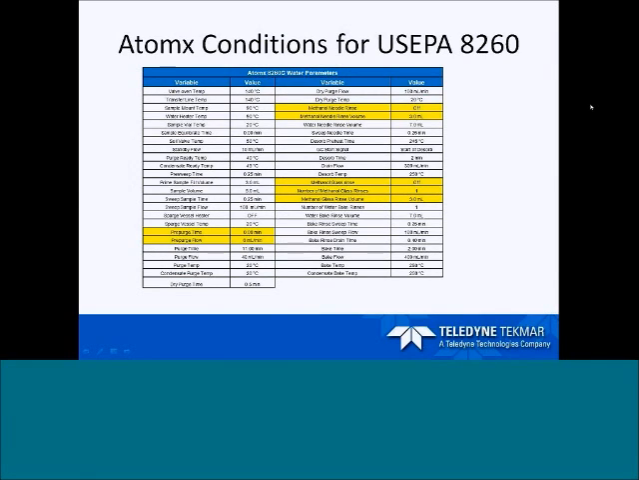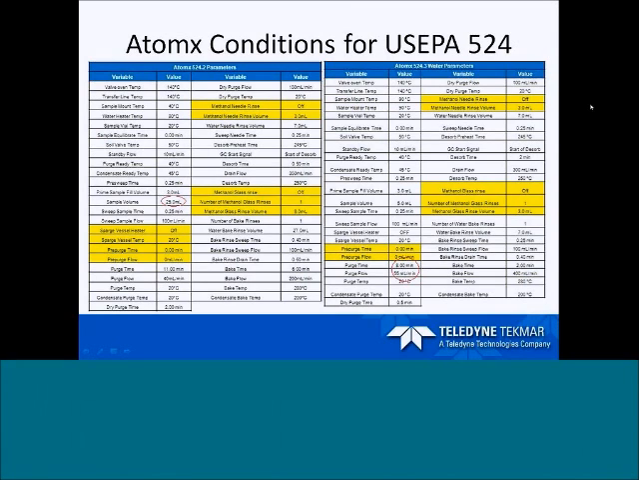And here are the Atomx conditions we use for US EPA 8260. Again, very typical conditions, nothing really out of the ordinary. Purge time 11 minutes, purge flow 40 mL a minute, dictated by US EPA 8260.